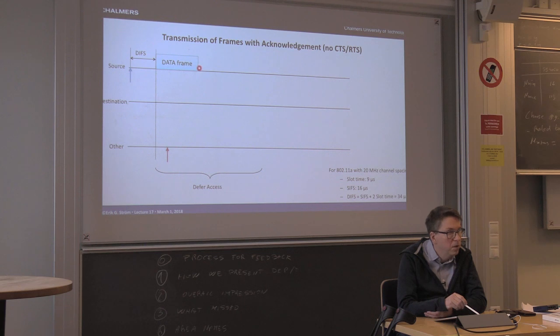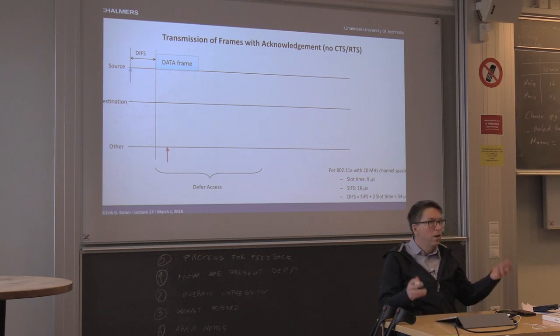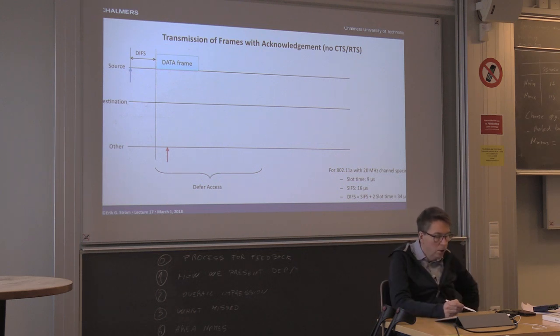When it transmits its frame, all other nodes can hear that the frame is ongoing, and they know they need to wait. And actually, they need to wait a time which is longer than the frame, because there will also be an acknowledgement and a DIFS involved. But anyway, at this point in time, all nodes that heard this data frame know that they need to wait. So if there is another node that would like to access the channel here, it has to wait.